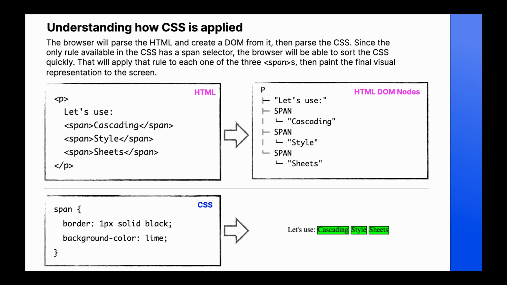So how does CSS actually get applied? So we've got this example. I've created some HTML on the left. It's got a P tag. It's got 3 span tags.